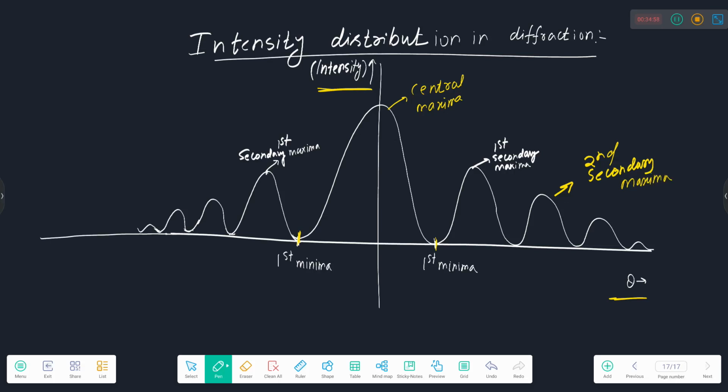Yes or no? So now we'll do some numericals. Theory is over, so now we'll do some numericals.